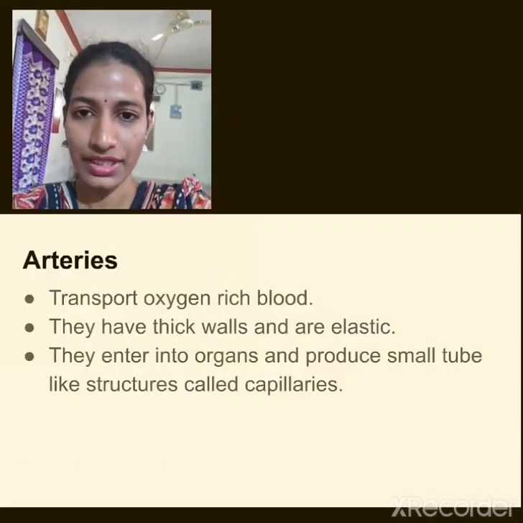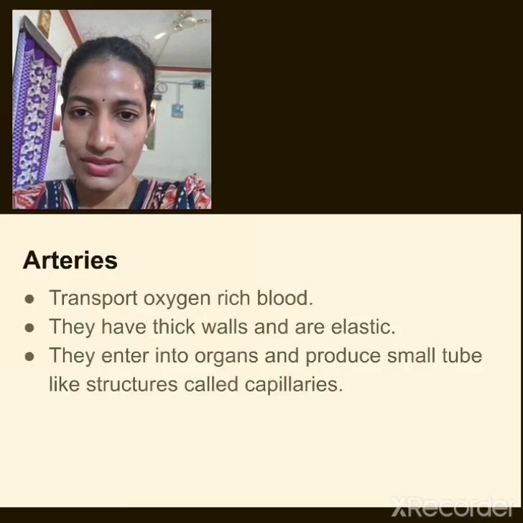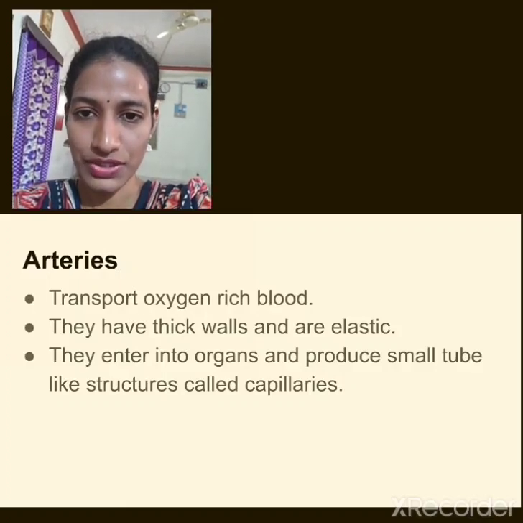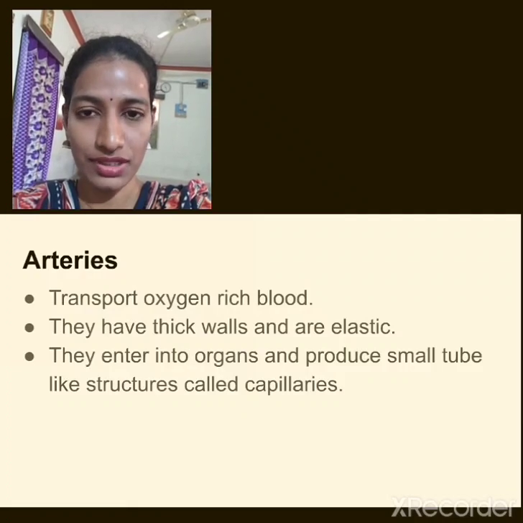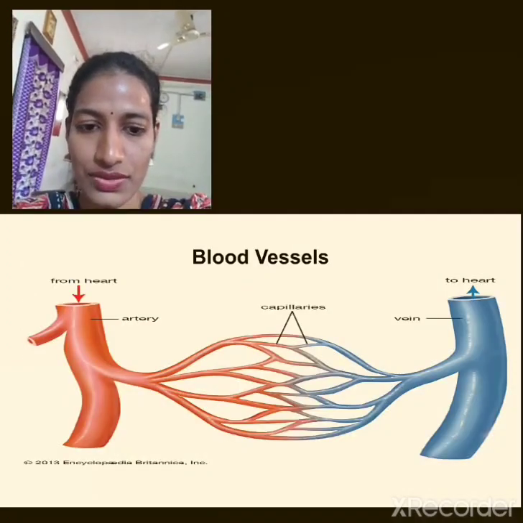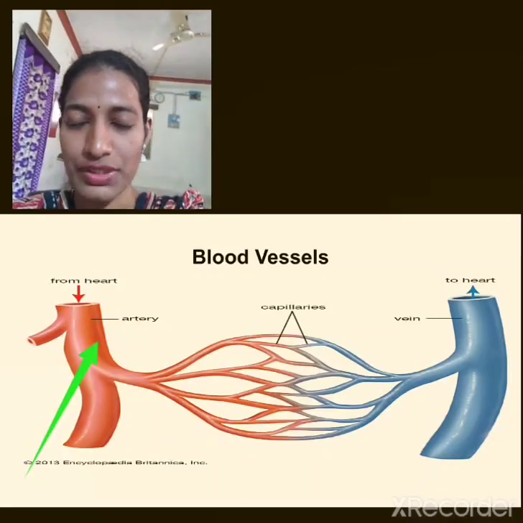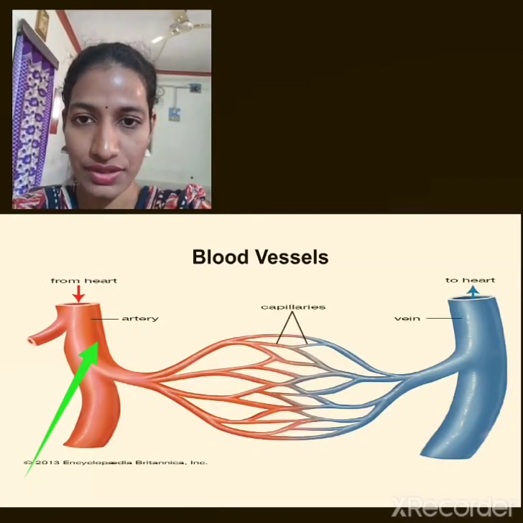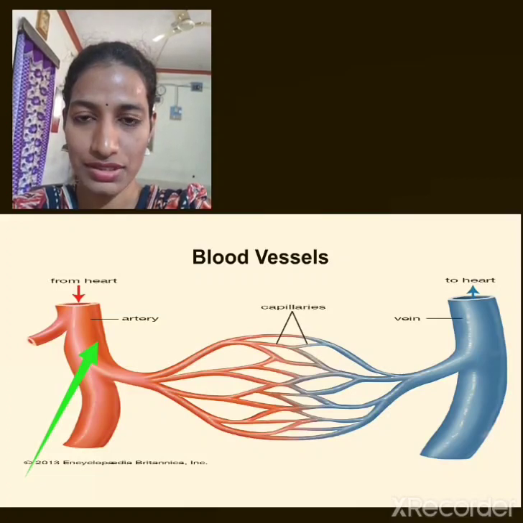The first one is the arteries. Arteries help in the transportation of oxygen rich blood from the heart to all the parts of our body. So here you can see the arteries. These arteries help in the transportation of the oxygen rich blood from the heart to all the parts of our body.